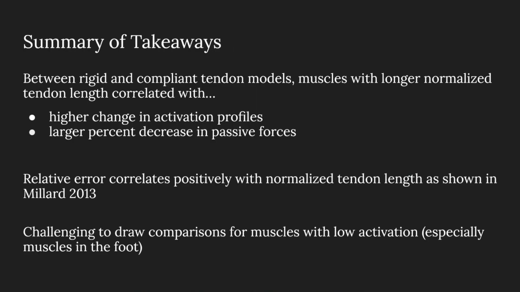Finally, to summarize the key takeaways of our study, we found a weak correlation between muscle activation error and normalized tendon length. However, longer normalized tendon length had a strong correlation with a decrease in passive force. We see that this trend matches previous literature. And lastly, we note that muscles with small activation or forces were often outliers in these trends.